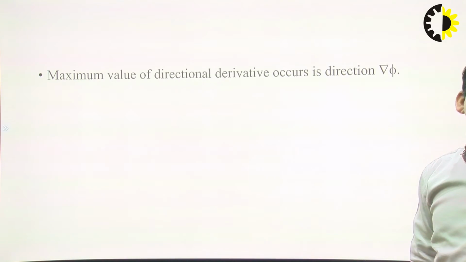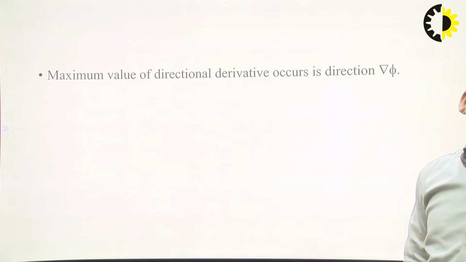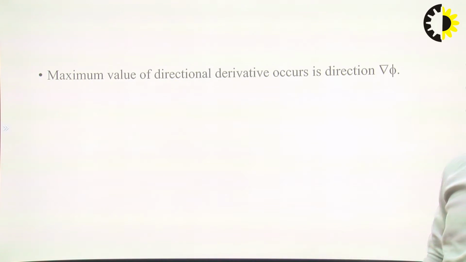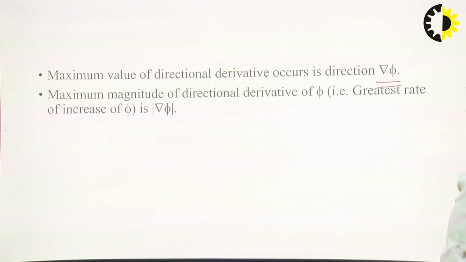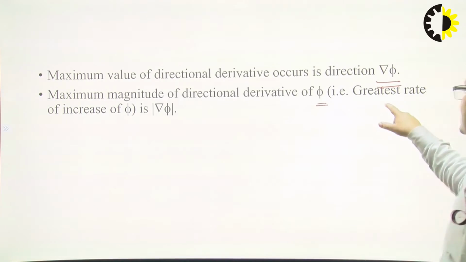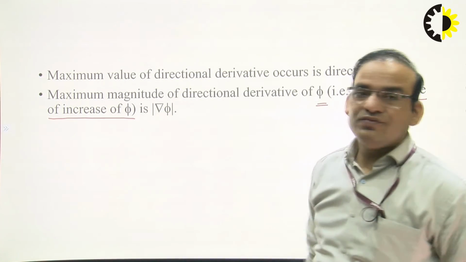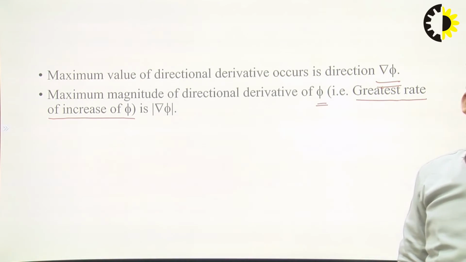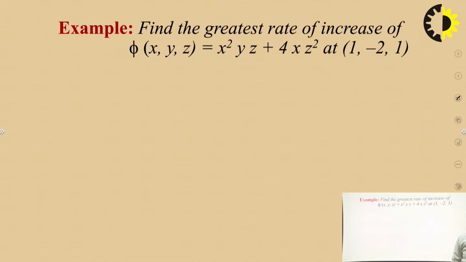Okay. Therefore, the maximum value of the directional derivative occurs when the direction of both vectors is the same, and the direction should be in this direction. So the maximum magnitude of the directional derivative of phi is the greatest rate of increase of phi, and it is given by the magnitude of del phi.